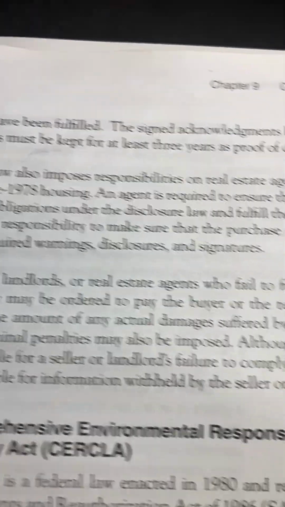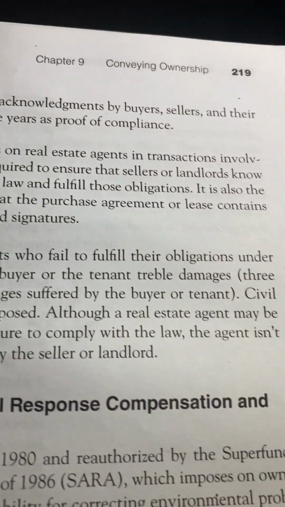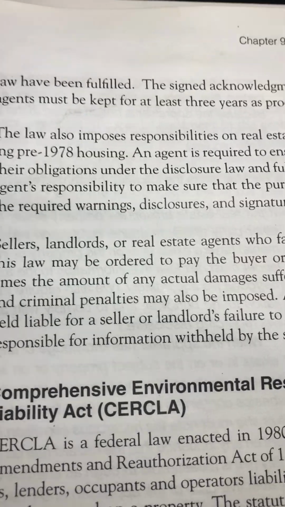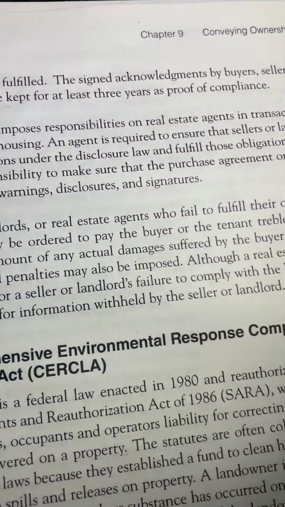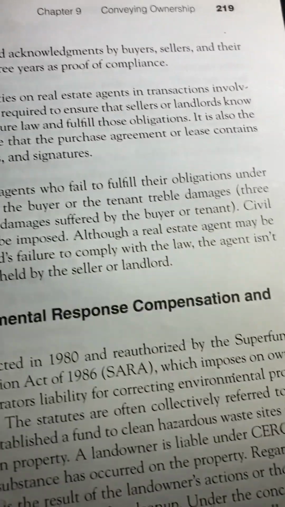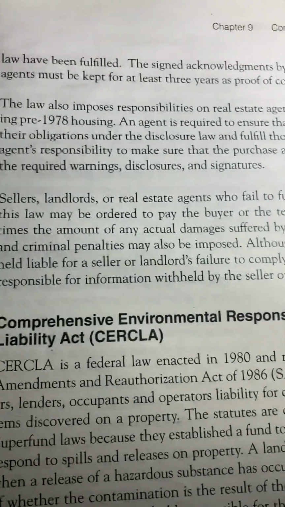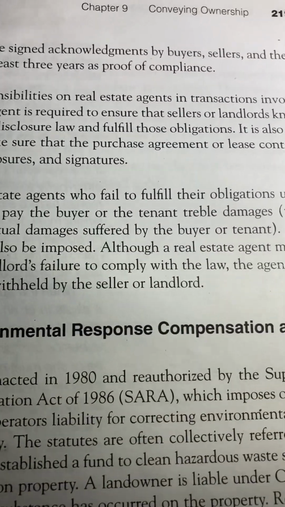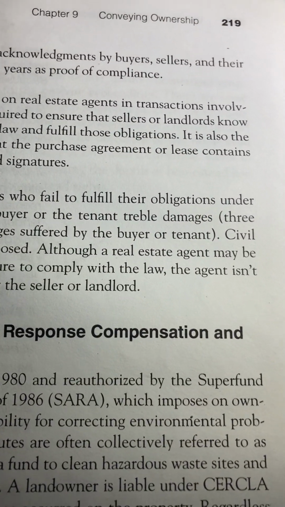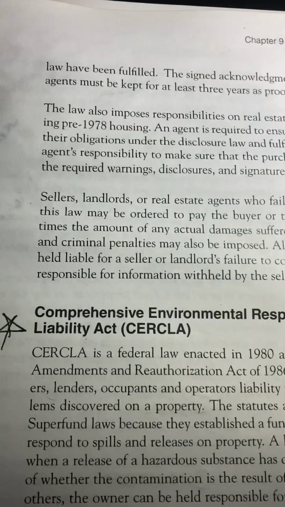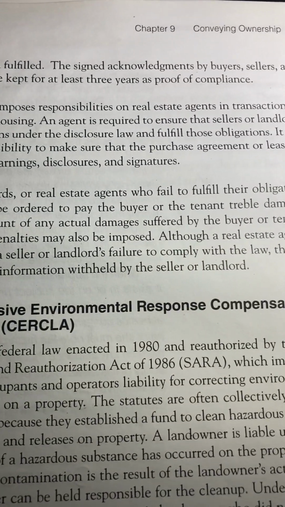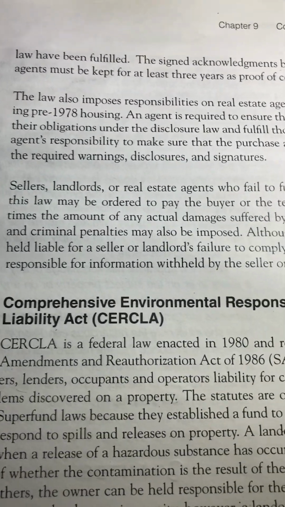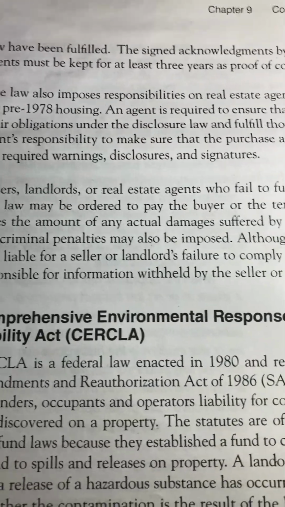The law also imposes responsibilities on real estate agents in transactions involving pre-1978 housing. An agent is required to ensure that sellers or landlords know their obligations under the disclosure law and fulfill those obligations. It is also the agent's responsibility to make sure that the purchase agreement or lease contains the required warnings, disclosures, and signatures.